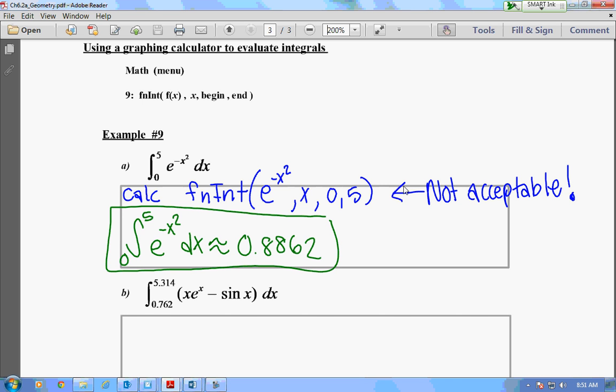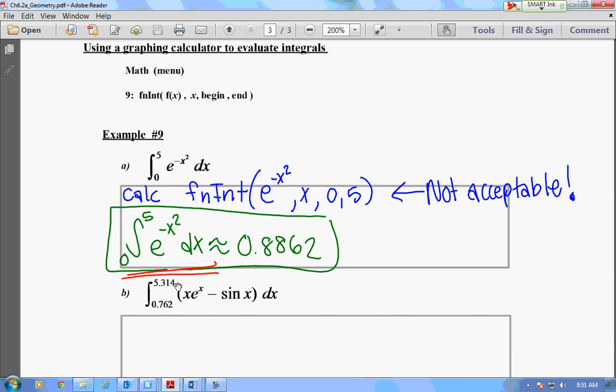You can't just say approximately 0.8862. You have to have the integral notation as approximately this. That'll be accepted as long as it's a calculator. If it's a calculator section, you have to show the setup, though. You have to show what you plugged into your calculator. Okay?